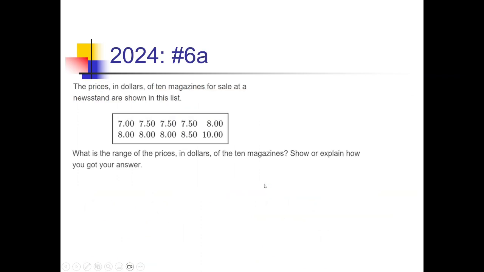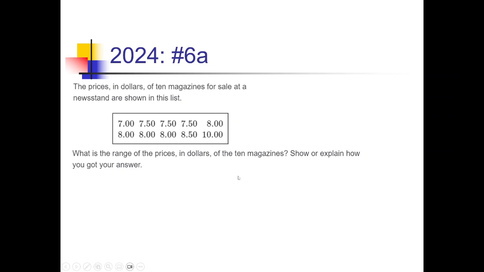For this next problem, number 6, this is actually the first of our multi-step open response show your work type of problems. In this one, we're given the price in dollars of 10 magazines for sale at some newsstand, and here are those prices. We want the range of the prices in dollars of the 10 magazines with work.